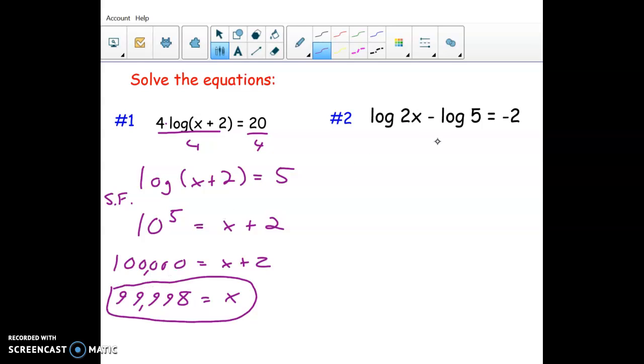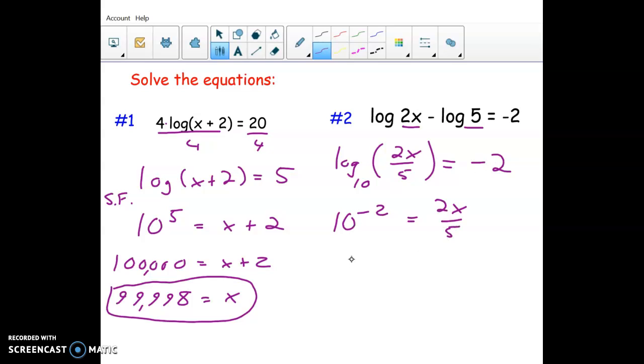All right, next one. Before we can switch forms, we've got to write this as a single log. So we're going to write it as a log, and then we're going to divide these two parts, so 2x over 5. Okay, and then switch forms. So the base is 10, the exponent's negative 2, so we have an invisible 10, exponent's negative 2, and we have 2x over 5. 10 to the negative 2, I think we did that earlier, that's a small little decimal.